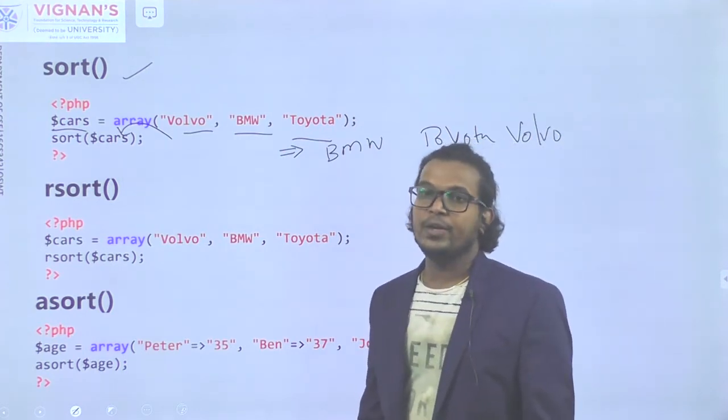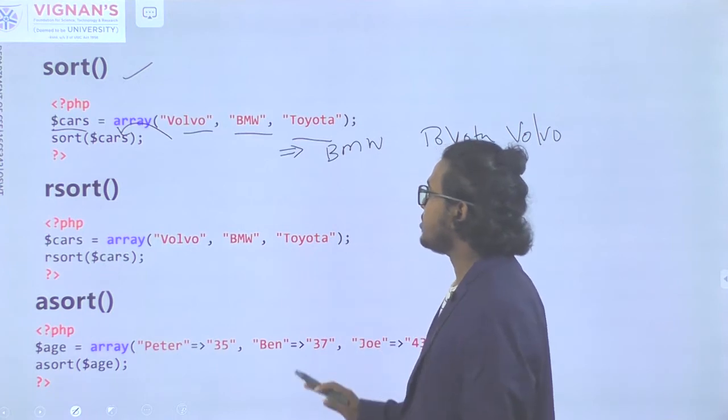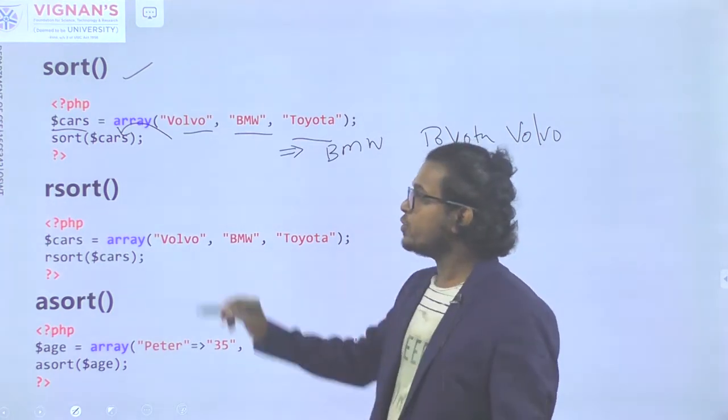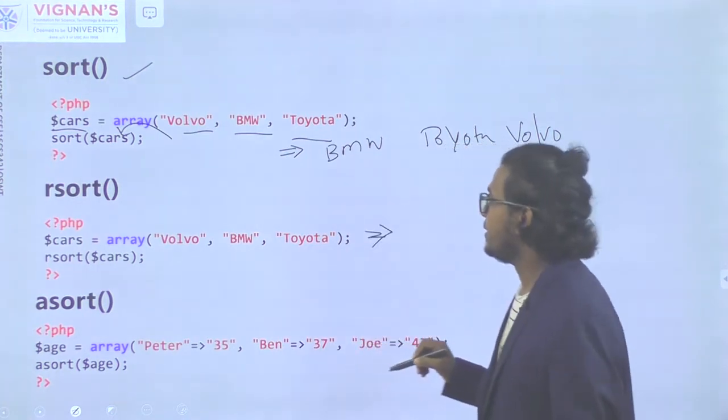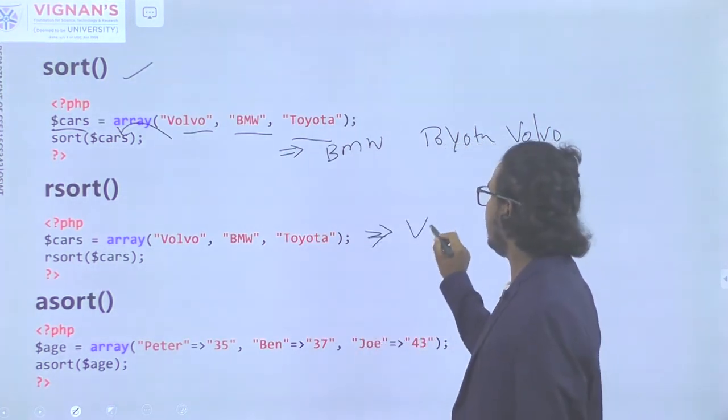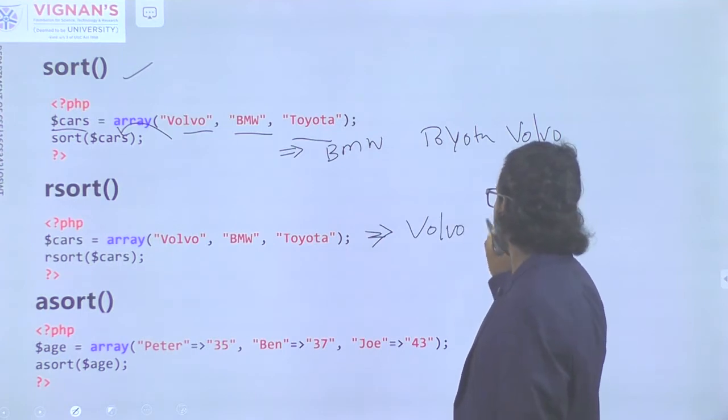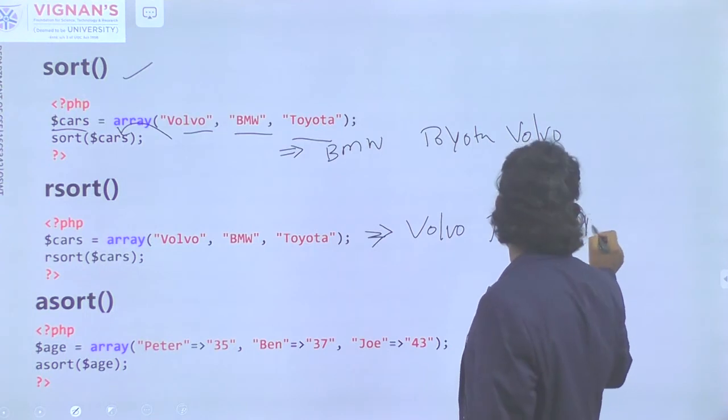Clear? This is the ascending order. So if you want to print in reverse order, for that you have to use the rsort function. So what is the output for this function? The output is Volvo, Toyota and BMW.